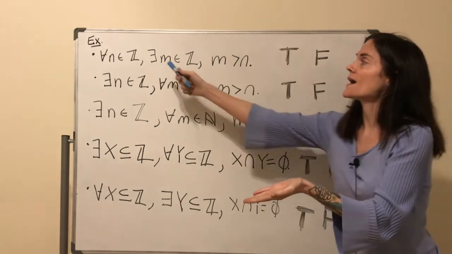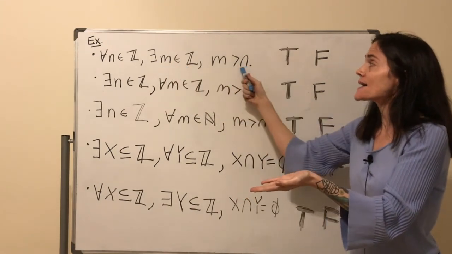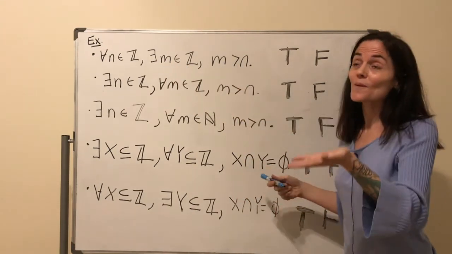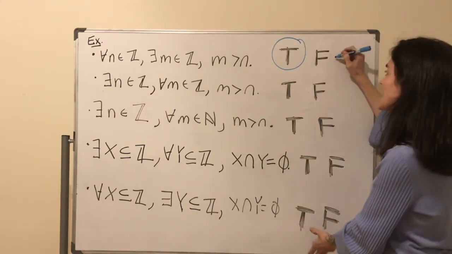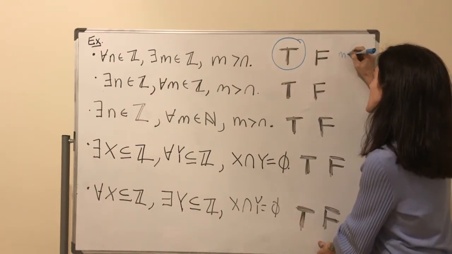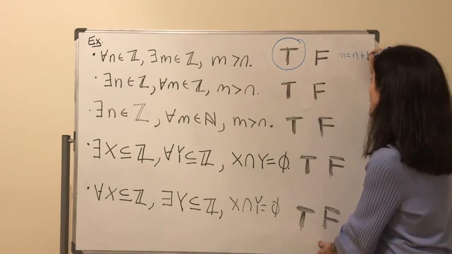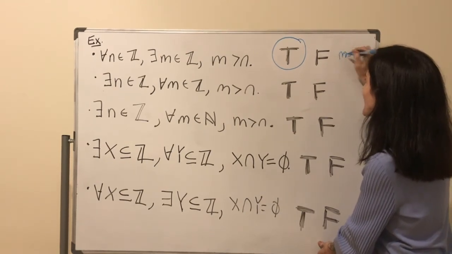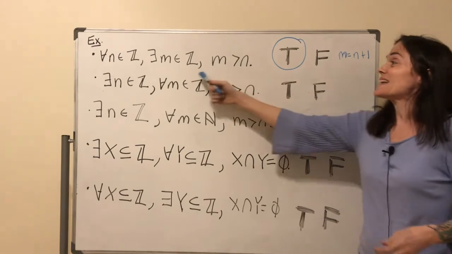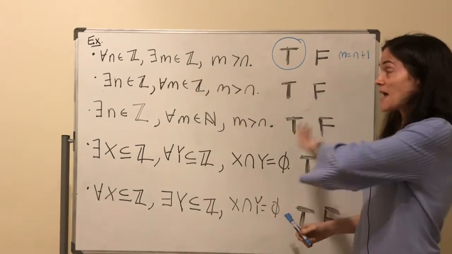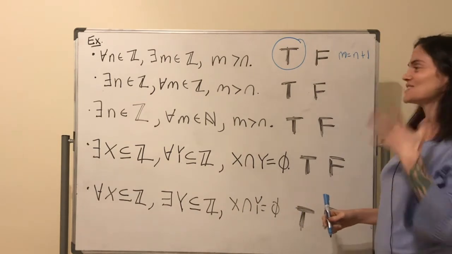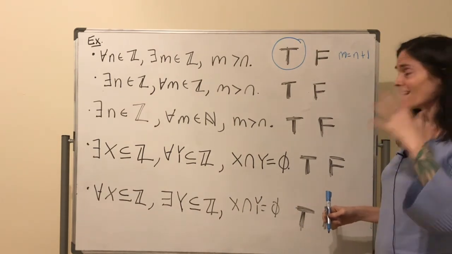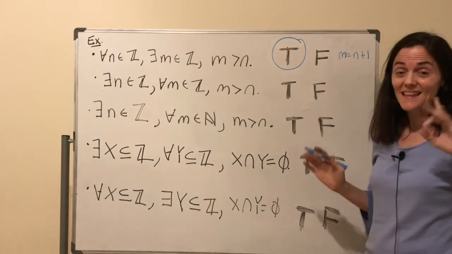How can you find an integer that's bigger than it? Well, this is true because we can just take m to be n plus 1, for example, okay? Because the there exists comes second, m can rely on n, and that is fine. This is true. On the other hand, let's do the next one.